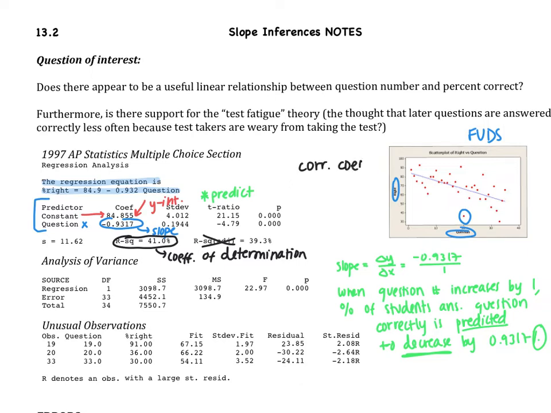The correlation coefficient is R. How would I find R in this case? Take the square root. So I just take the square root of 0.41. That's it? Got to remember positive and negative. In this case, is R going to be positive or negative? Negative. Negative slope, so R will be negative.